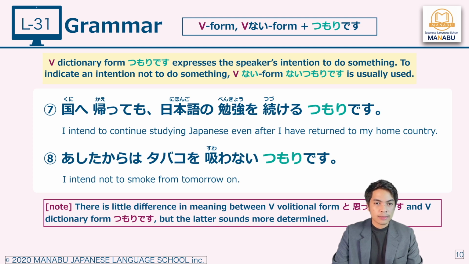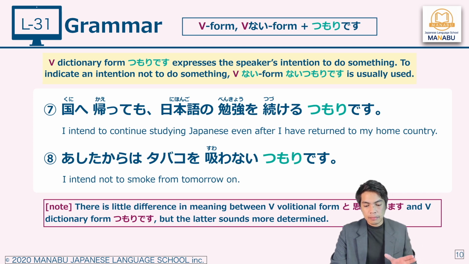is usually used. So just like example number 7, 国へ帰っても, even when I go back to my home country, 日本語の勉強を続けるつもりです。続ける. So this is the verb dictionary form.